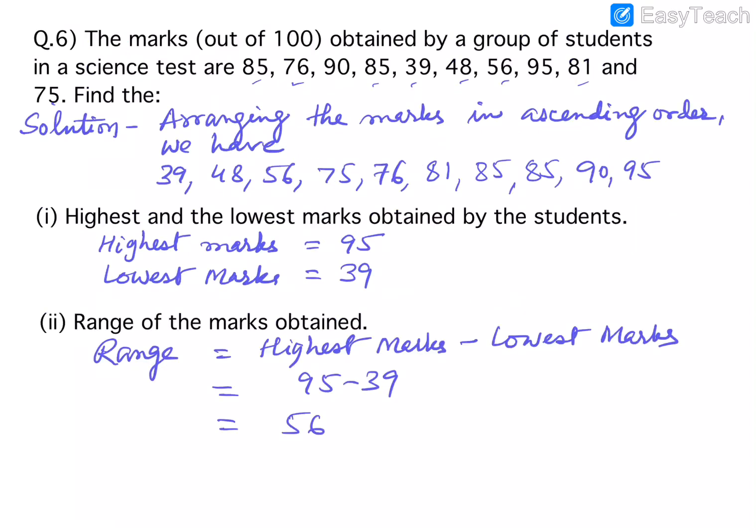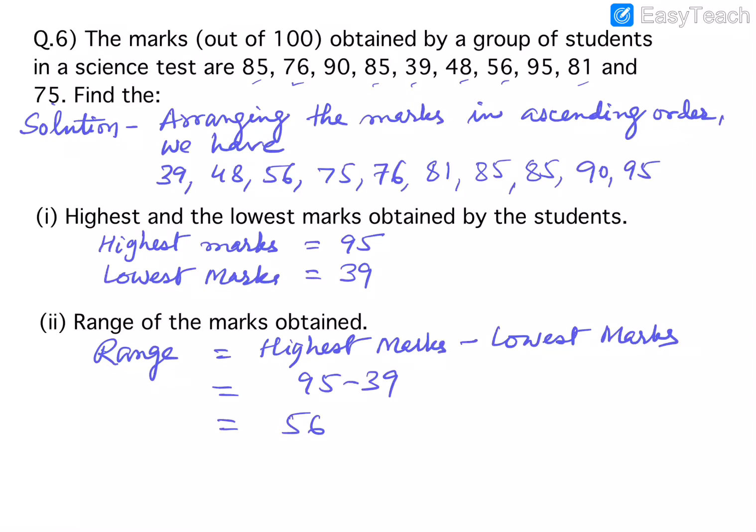Now question number 6. The marks out of 100 obtained by a group of students in a science test are 85, 76, 90, 85 and so on. Find the highest and the lowest marks obtained by the students.